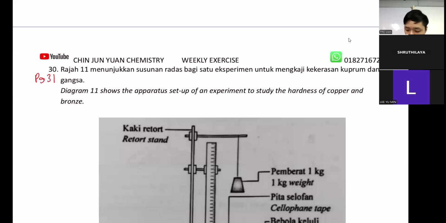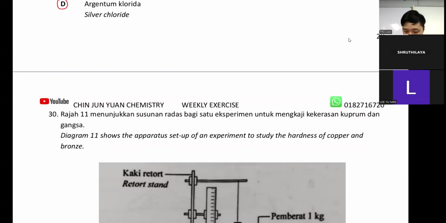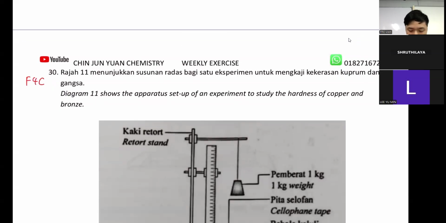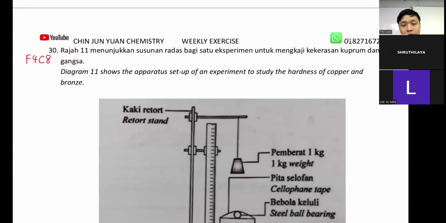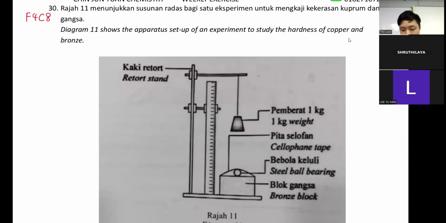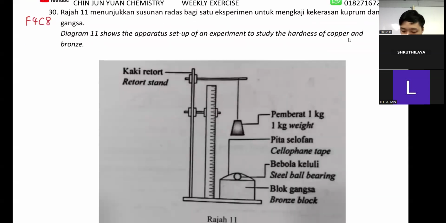OK, and then question 30, page 31. This one is also Form 4 chapter. I mean, not 31. Form 4 chapter 8. Diagram 11 shows the apparatus setup of an experiment to study the hardness of copper and bronze. Okay.